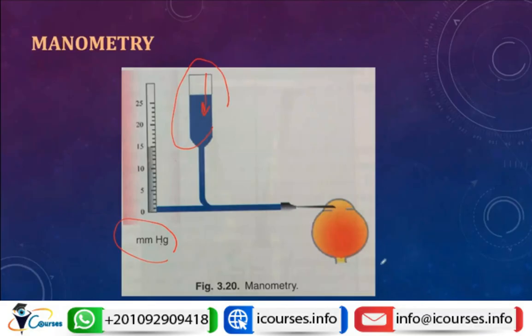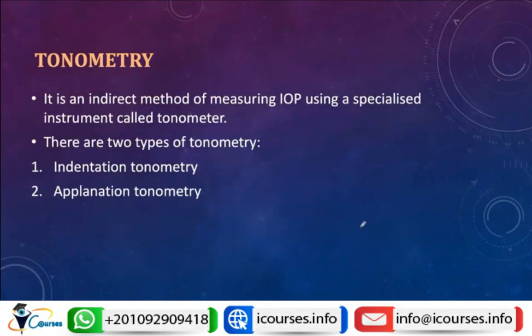That's why we refer to another, indirect method to measure the intraocular pressure, which is called tonometry. Tonometry is an indirect measure of the intraocular pressure using an instrument called the tonometer. The tonometer has different types. One of them is called indentation, which acts by indentation. The other is called applanation, which acts by applanation, as we will see now.